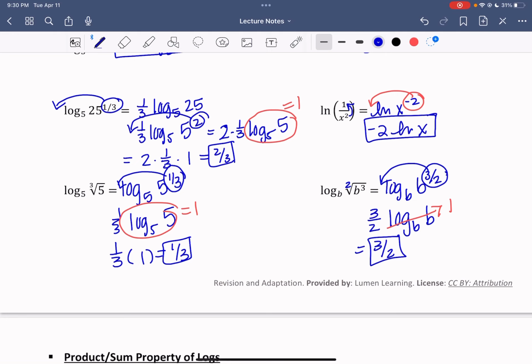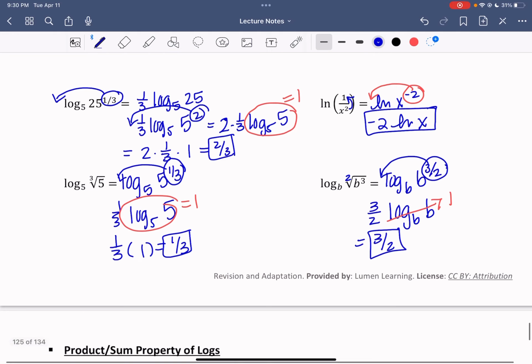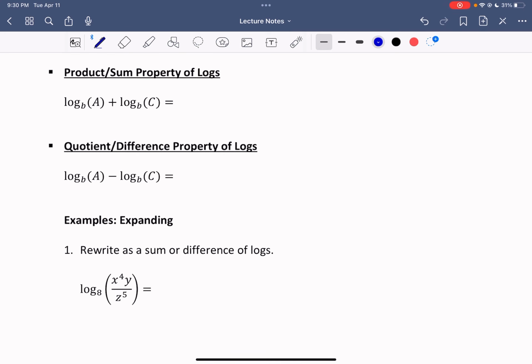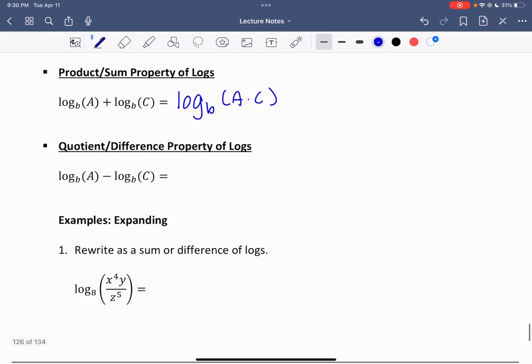So this exponent property is going to be really nice, but it's not where we're going to stop. We can also do a product and sum property of logs. What it says is that if I have log base b of a plus log base b of c, I could rewrite it as log base b of a times c. And when I go this direction, it's known as expanding. Excuse me, wrong arrow. When I'm going this direction, expanding it out. When I'm going this direction, it's known as condensing. You can see it's simplified down into 1 log.